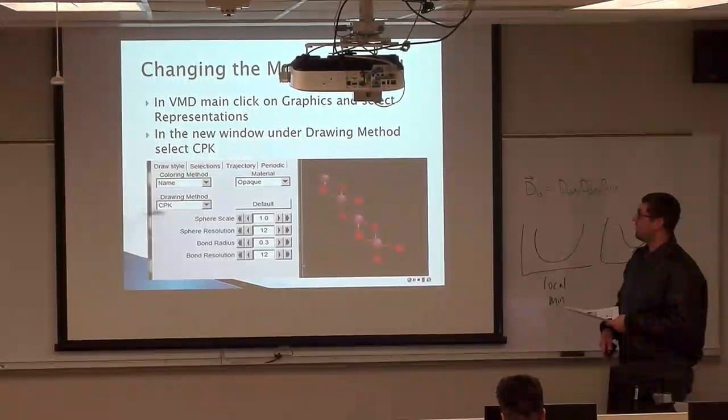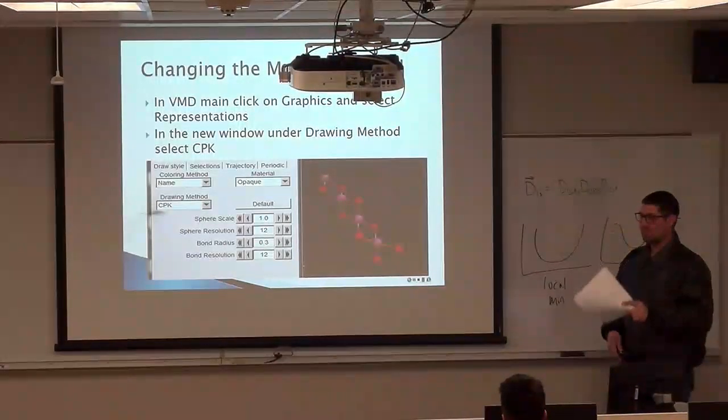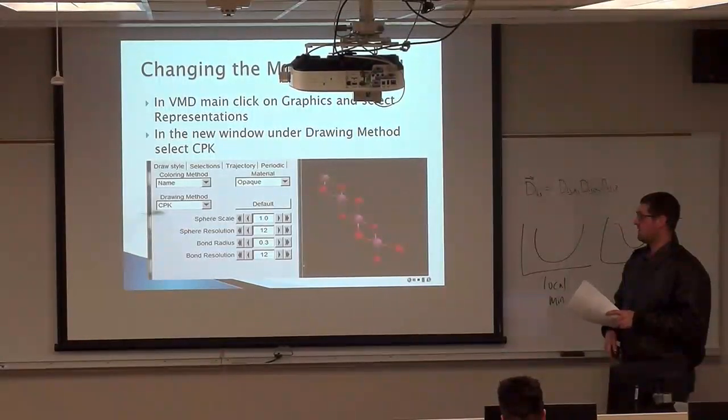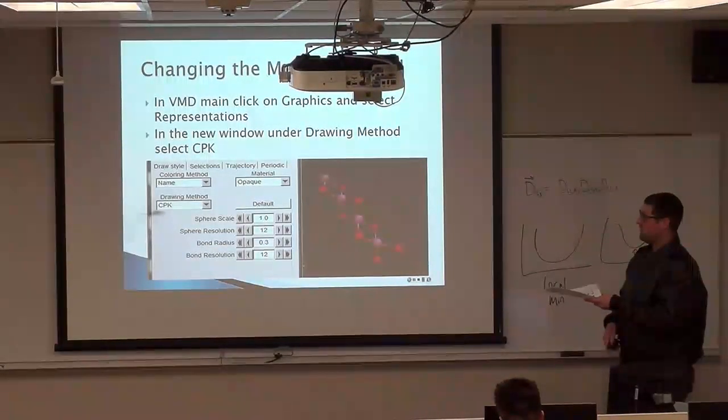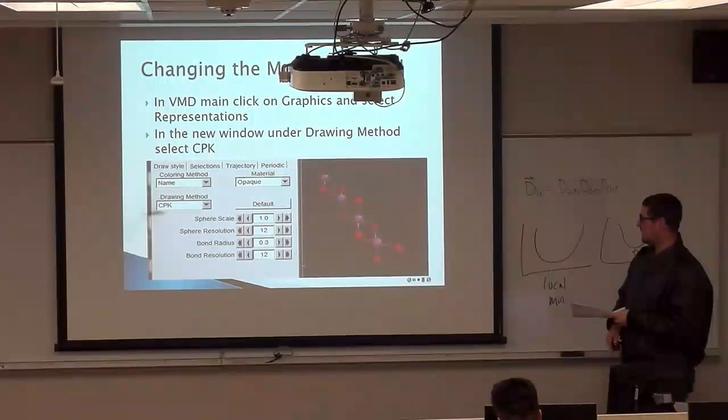Changing the molecular model. Once you get it actually loaded in, it'll be just some little lines. If you want to have something that looks a little more traditional, go to drawing method and select CPK, and you'll get the more traditional molecular model that you see here.